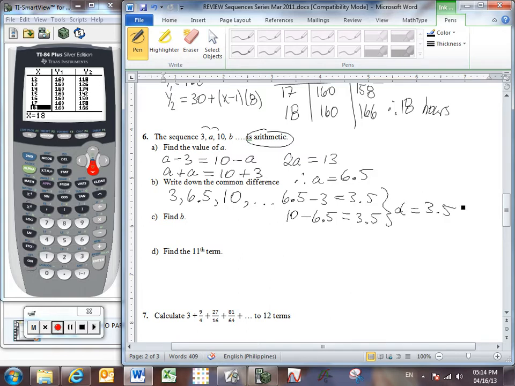Now we need to find part B. Well, if I'm increasing by 3.5 every single iteration, then 10 must add 3.5 in order to get my next term.